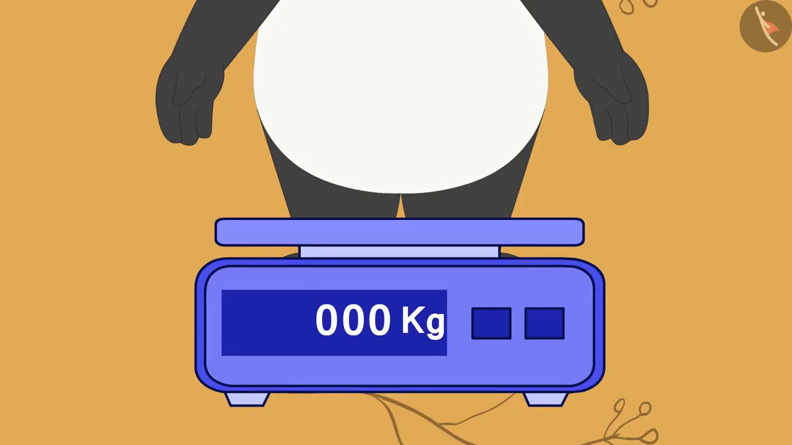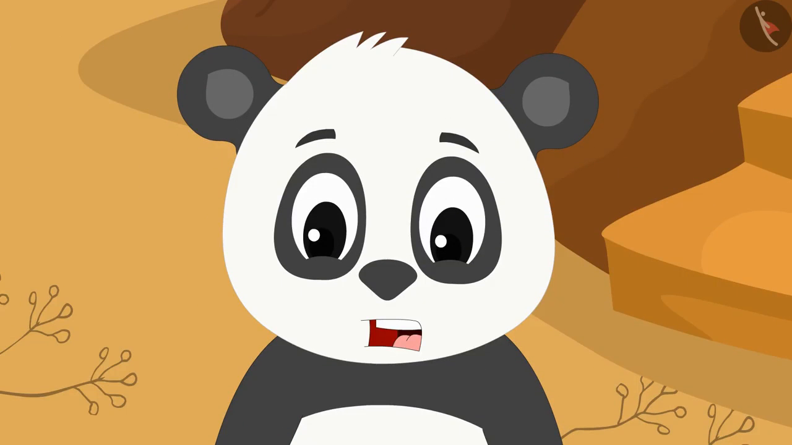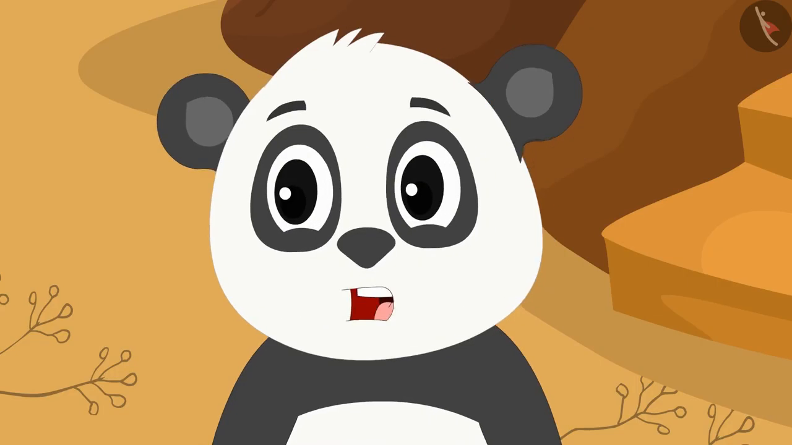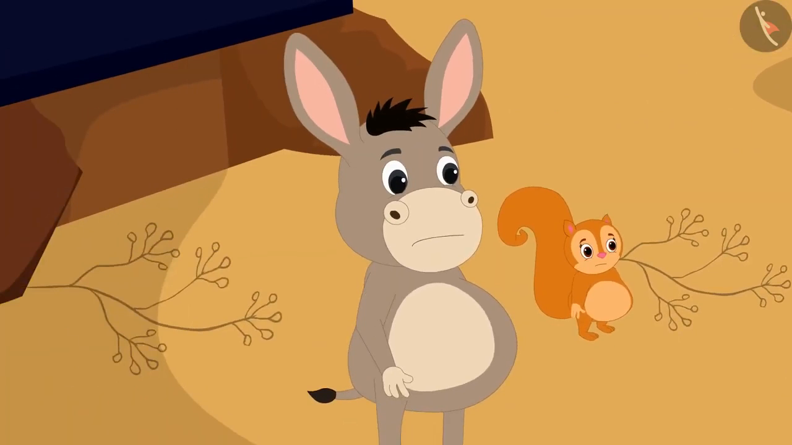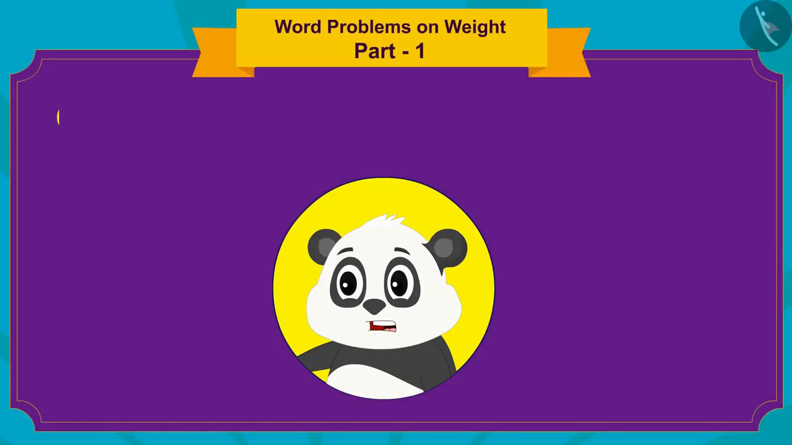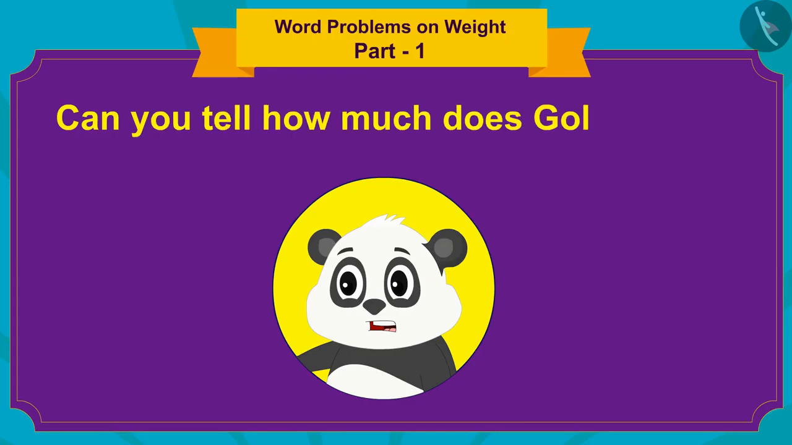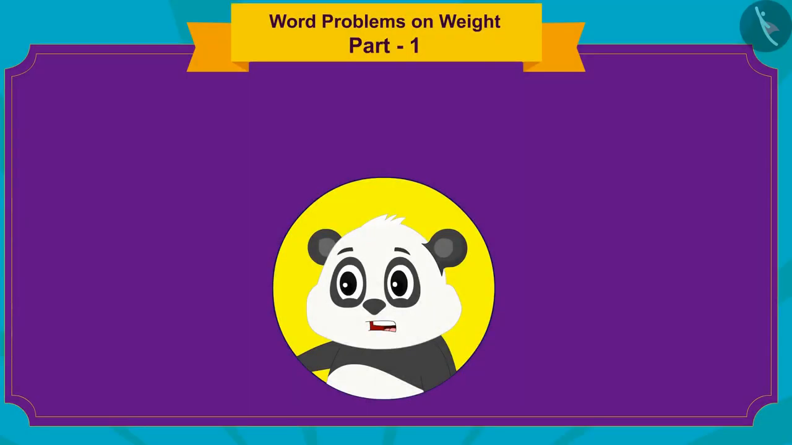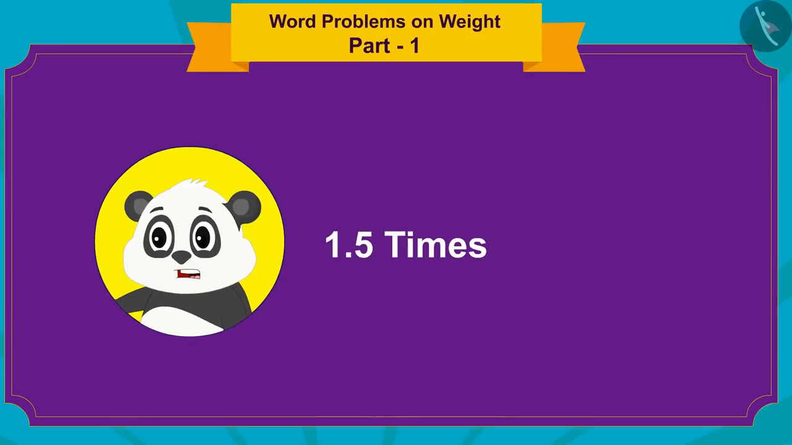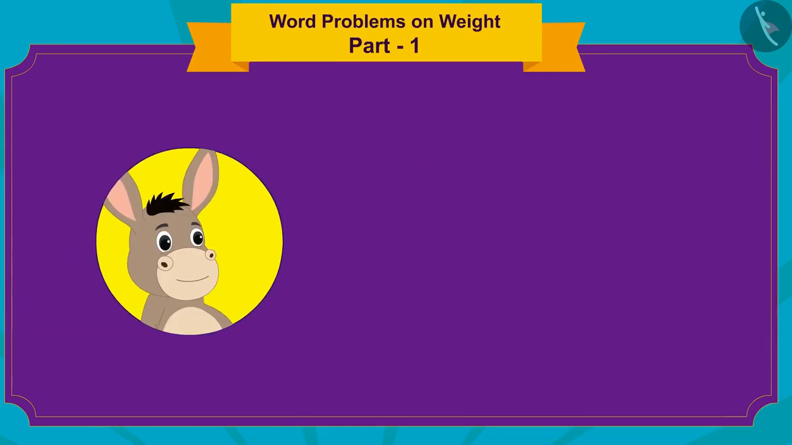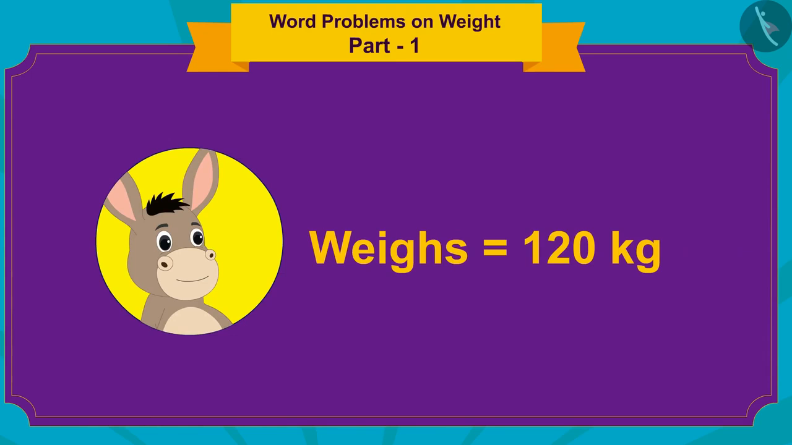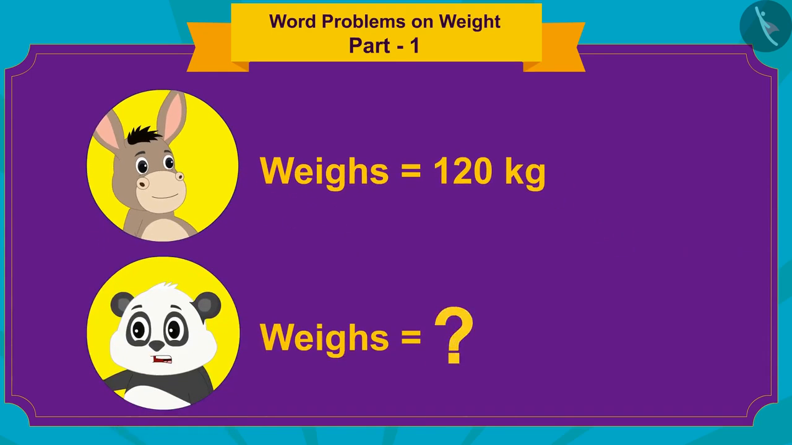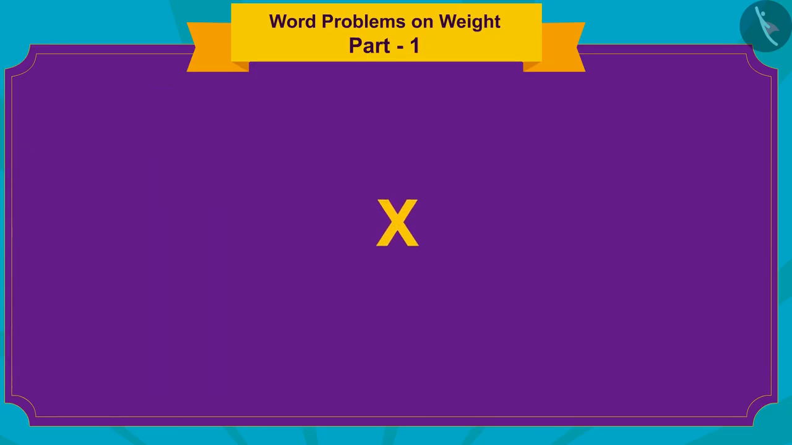"Let me take my weight now," Golu said and stood on the weighing scale. "My weight is 1.5 times your weight," Golu said to Bhola. Children, can you tell how much does Golu weigh? Golu's weight is 1.5 times Bhola's weight. And Bhola weighs 120 kilograms. So, to find Golu's weight, we have to multiply Bhola's weight by 3 by 2 or 1.5.